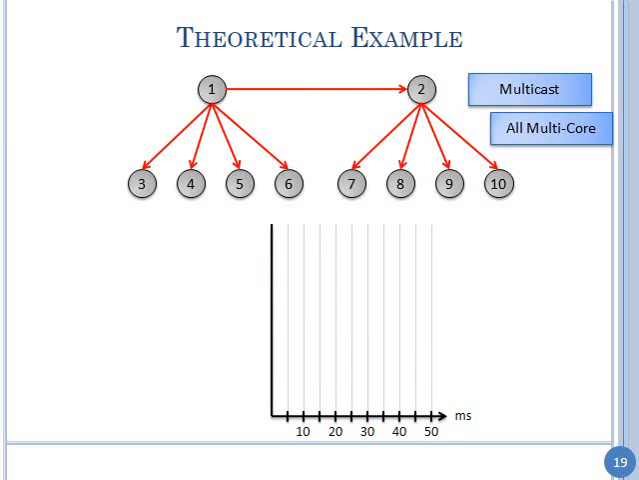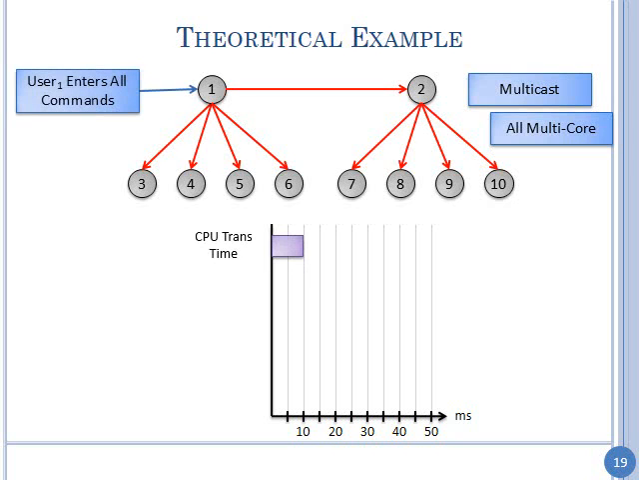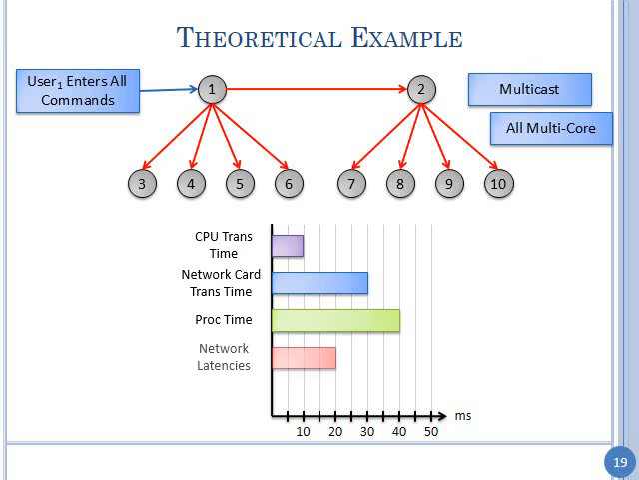This is a theoretical example, carefully constructed to show interesting results. Consider 10 users, where one user, user 1, is entering all of the commands. They're organized in a multicast communication tree where user 1 sends commands to users 2, 3, 4, 5, and 6, and user 2 forwards commands to users 7, 8, 9, and 10. Let's say all the computers are multi-core. Let's say that the CPU transmission time is 10 milliseconds for all computers. Network card transmission time is 30 milliseconds. Processing time is 40. Network latencies between all computers are 20. And of course, the noticeable threshold that's required by lazy is 50 milliseconds, as shown by previous work.